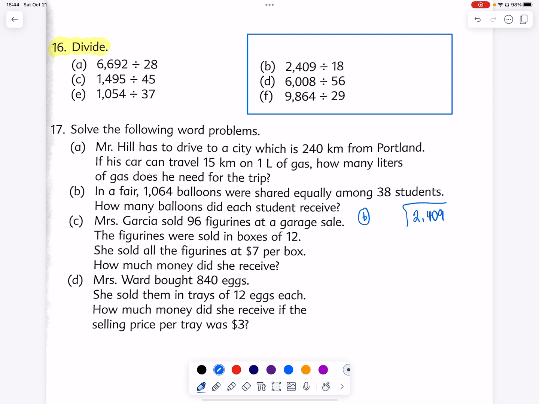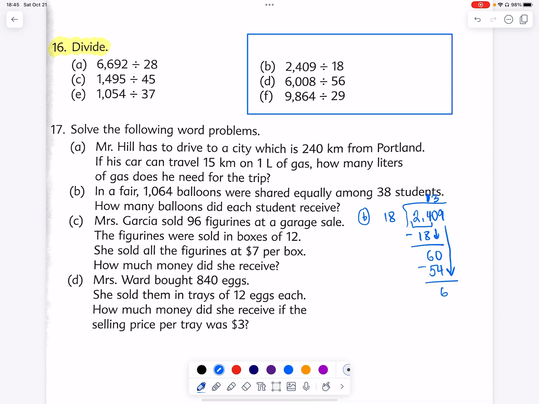2,409 divided by 18. All right, 18 does not go into 2, but it goes into 24 one time. Let's find the remainder. It is 6, bring down the 0. Does 18 go into 60? Yes, but how many times? 4? No, 3. Let's try 3. 3 times 18 is 30 plus 24, 54. Yes, we knew 54. And the remainder is 6.